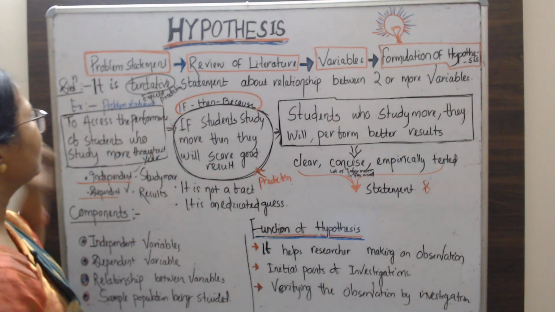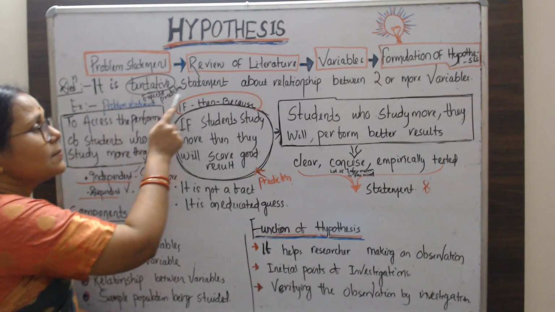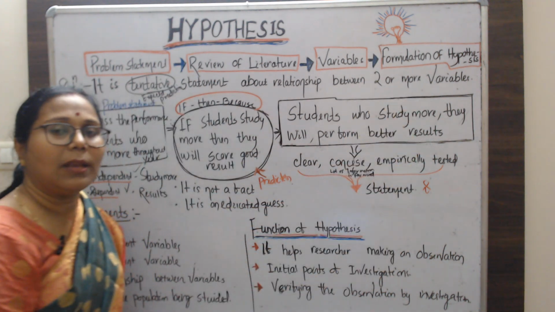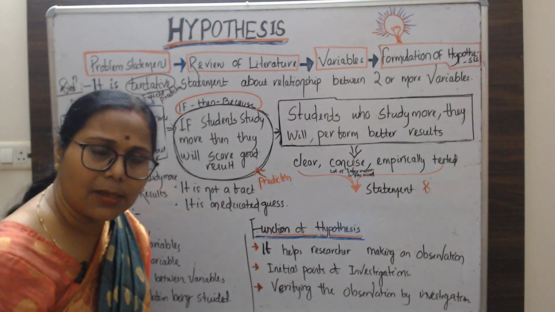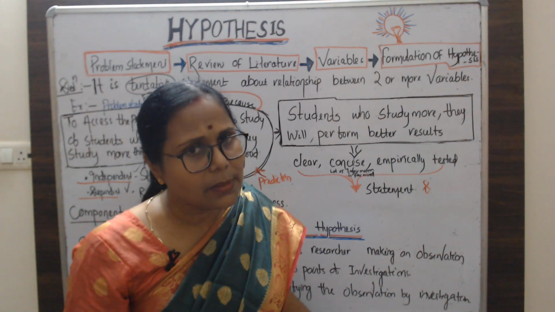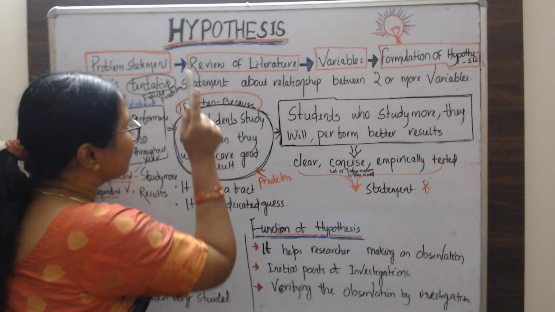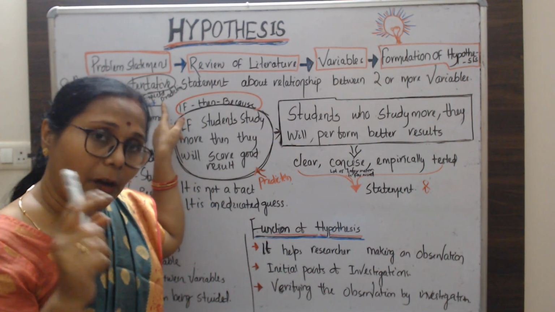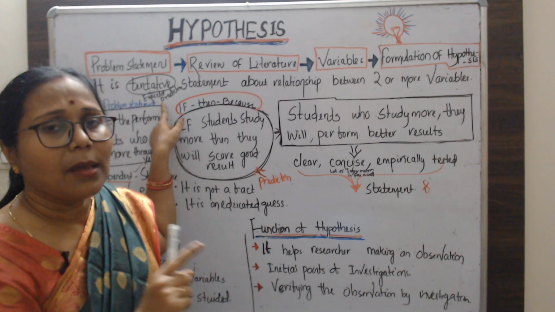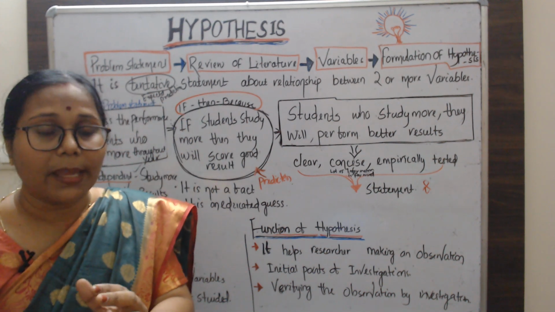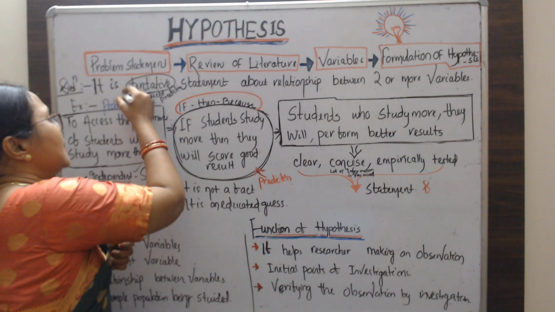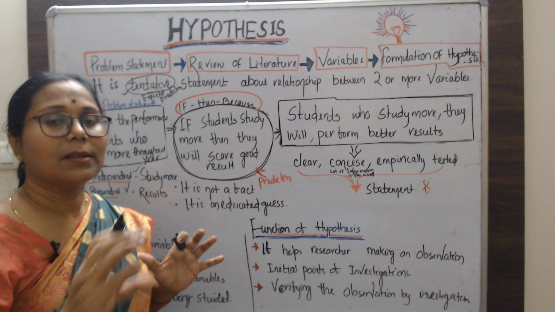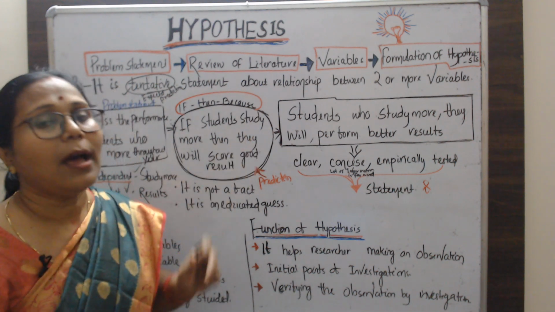So, the definition: it is a tentative statement about the relationship between two or more variables. Last time we discussed the variables: independent variable, dependent variable, and other variables. So the tentative statement is the expected prediction the researcher makes by observing the variables. This prediction is termed a tentative statement, and it is written in a declarative form, that is called a statement, and that is called a hypothesis.